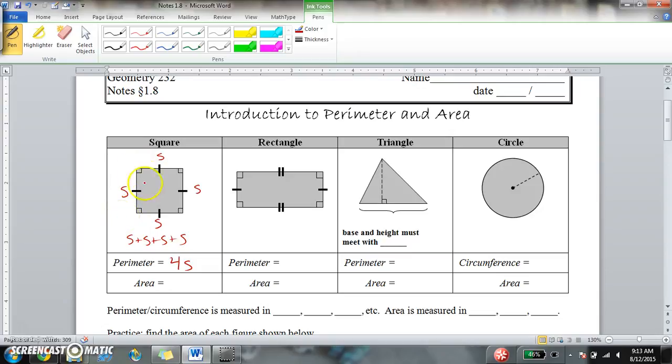For the area of a square, we're going to multiply these two sides together. So it would be S times S, or we would write that as S squared.